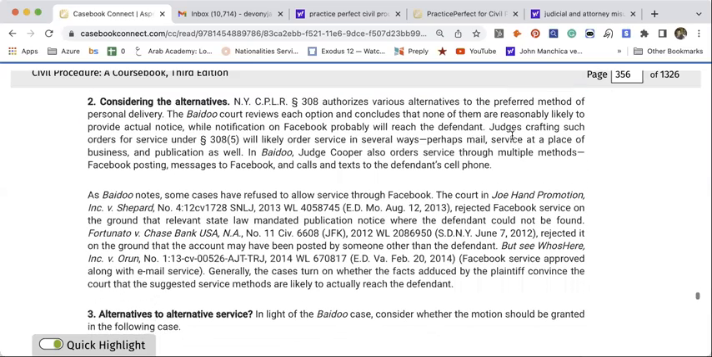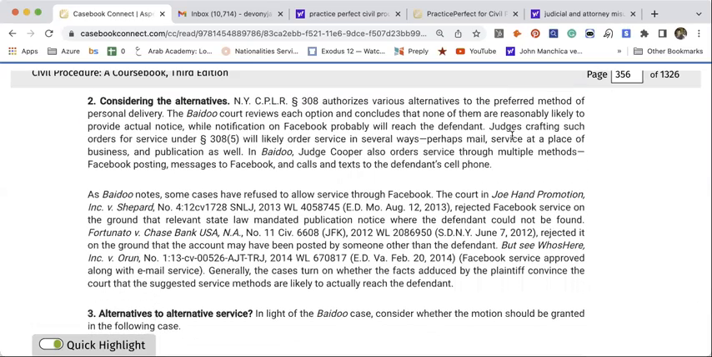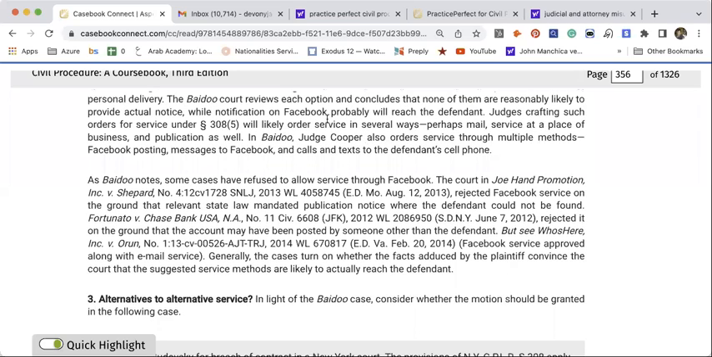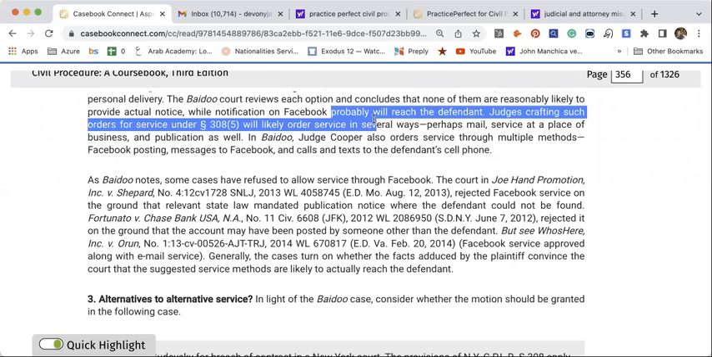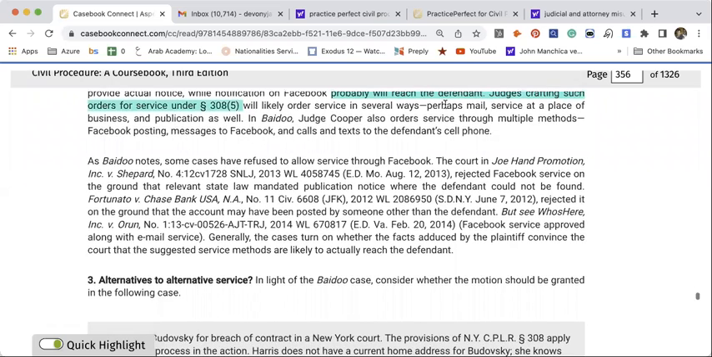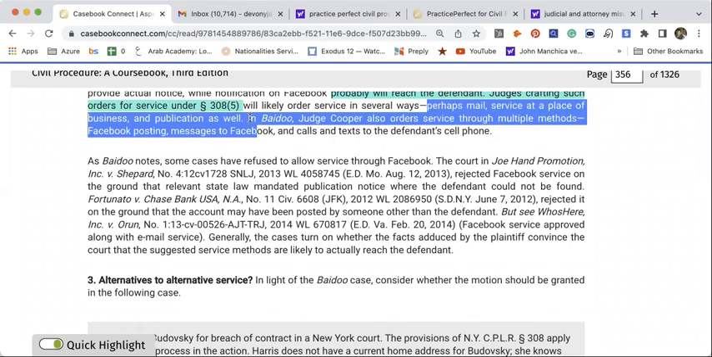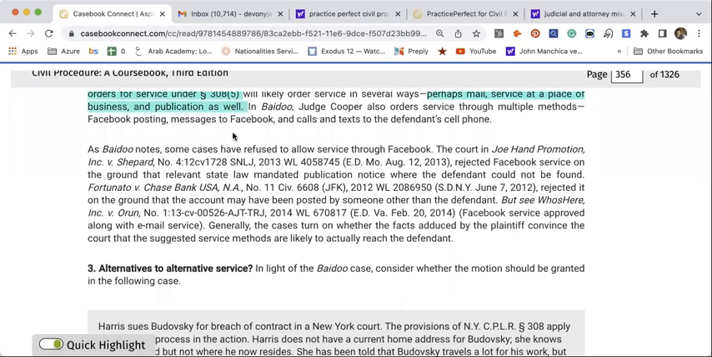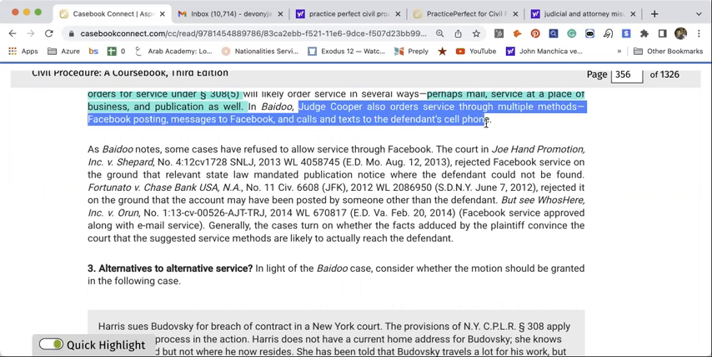Considering the alternatives, New York CPLR Section 308 authorizes various alternatives to the preferred method of personal delivery. The Baidoo court reviews each option and concludes that none of them are reasonably likely to provide actual notice, while notification on Facebook probably will reach the defendant. Judges crafting such orders of service under Section 308 are likely to order service in several ways, perhaps mail service at a place of business, publication as well. In Baidoo, Judge Cooper also orders service through multiple methods: Facebook, posting messages to Facebook, and calls and texts to the defendant's cell phone.